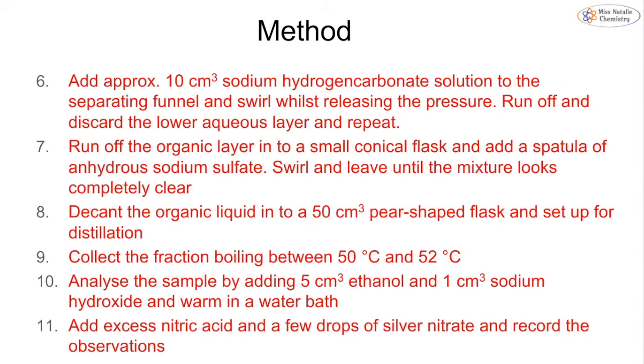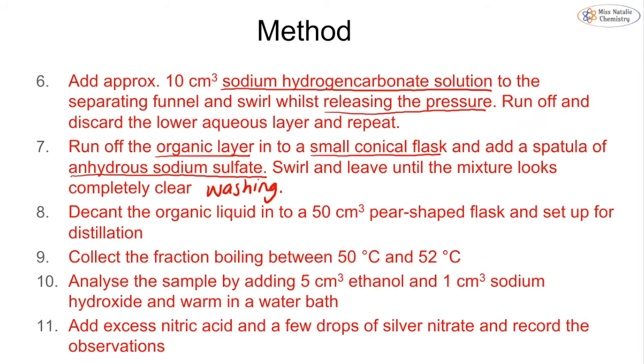But we're not quite finished. What we now need to do is we need to add sodium hydrogen carbonate to the separating funnel, and we swirl it again, making sure to release the bung so that we give off any pressure. Okay, and again we run off and discard the lower aqueous layer, and we repeat this process, again discarding any aqueous layer. We then want to run off the organic layer into a small conical flask, and we're going to add this anhydrous sodium sulfate. This is our washing section.